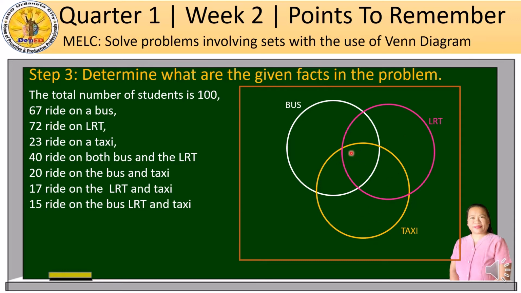So from here, as you can see, nilagyan ko na ng kulay yung circle natin para makita nyo kung ano yung intersection ng tatlong circle. So kung makikita nyo itong portion na ito, may tatlong kulay yan na nakapalibot. So you have LRT, taxi, and the bus. So ibig sabihin, dito nyo ngayon ilalagay yung students na sumakay ng bus, LRT, and taxi. Yung region na ito. Yan, bus, LRT, and taxi.